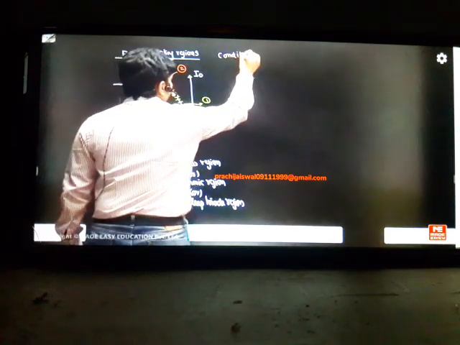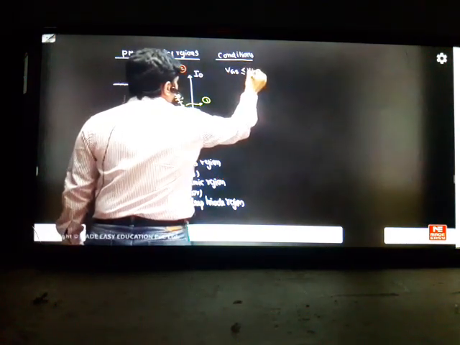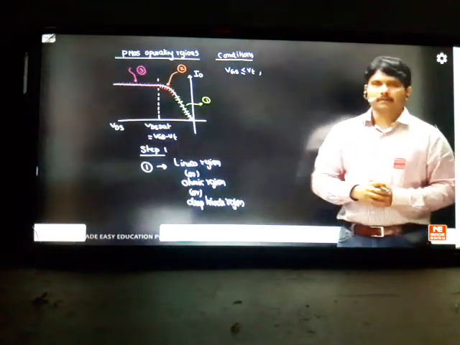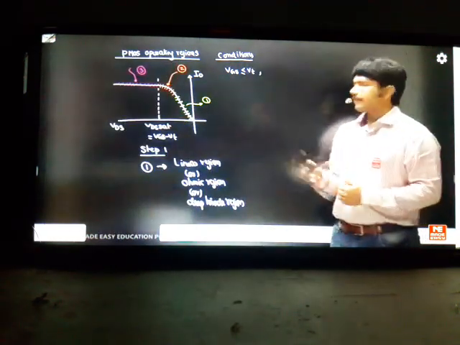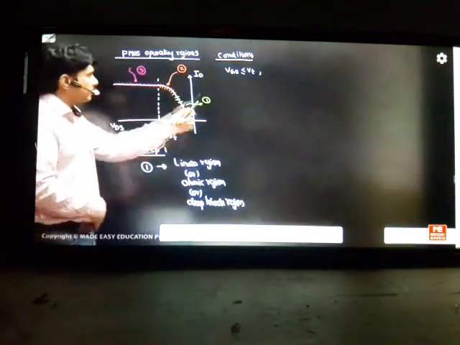Deep triode region. So next, the conditions. If you see the conditions for this, you'll get confused here. See correctly. VGS should be less than or equal to VT. So see this condition, very interesting condition. Previously when VGS is greater than or equal to VT, your MOSFET is on in NMOS. But here VGS should be less than or equal to VT. So what is the reason for that? Simple logic. VGS should be less than or equal to VT.